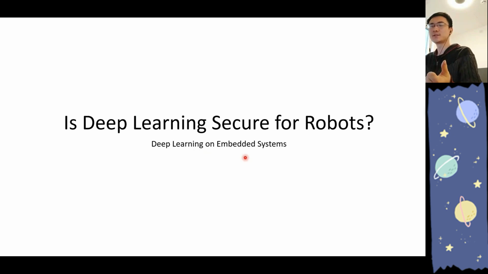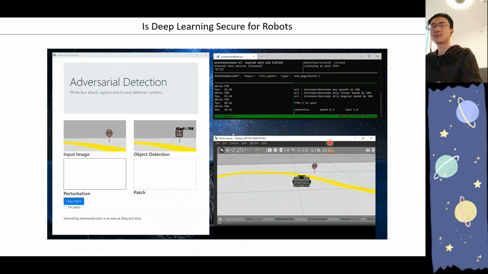Because in recent years, we see quite a lot of deep learning applications in robotics, such as autonomous driving. But here's the problem. Is deep learning secure for robots? What if deep learning models are vulnerable to adversarial attacks, which means deep neural networks can make wrong or even ridiculous predictions once under attack? So for example, here's a project that demonstrates how to attack an object detection system.